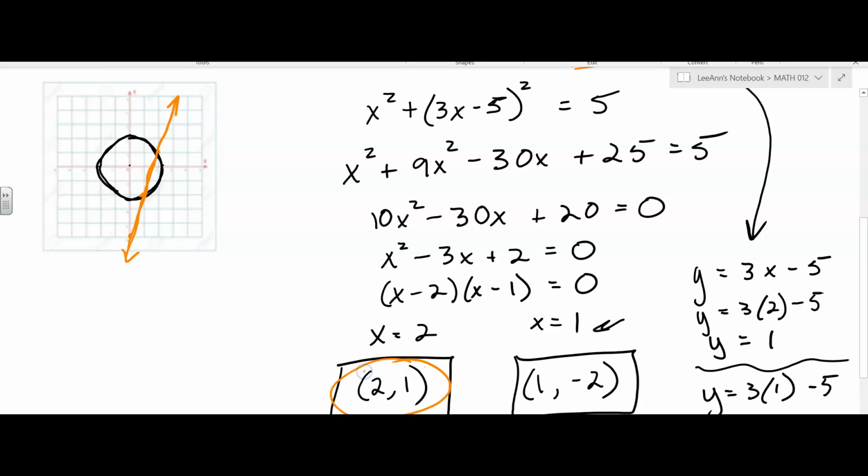Where is the point (2, 1)? (2, 1) right there. And where is the point (1, negative 2)? (1, negative 2), right there. So yeah, it looks like our graph is true to what we said algebraically for the solutions as well.